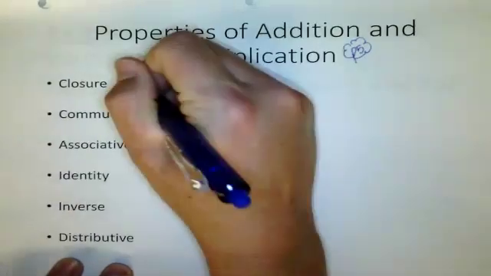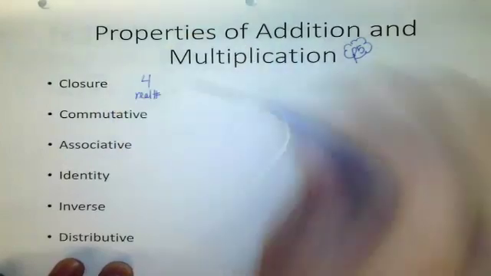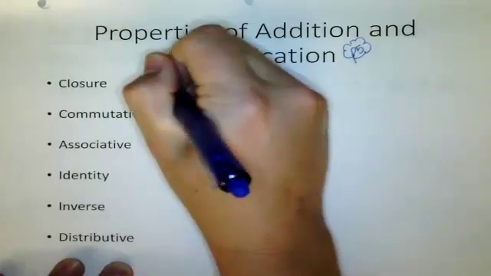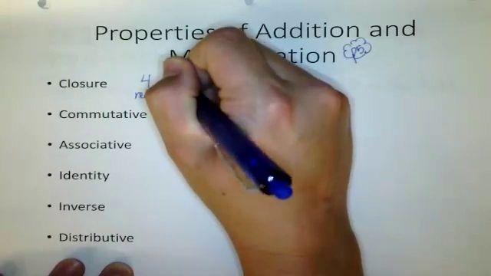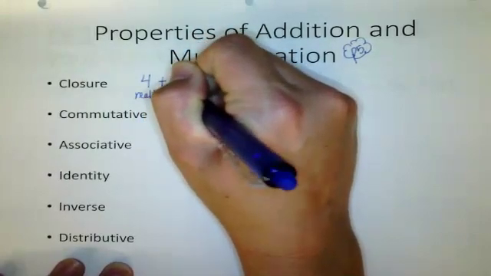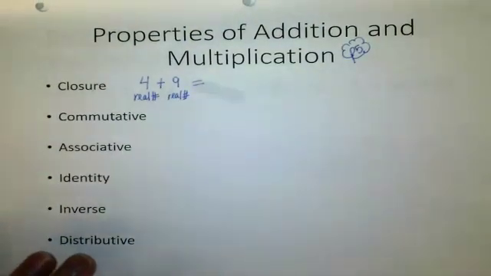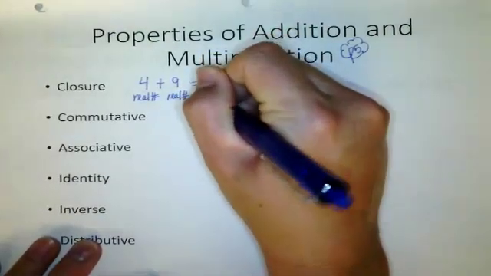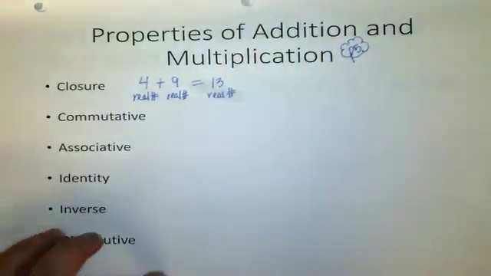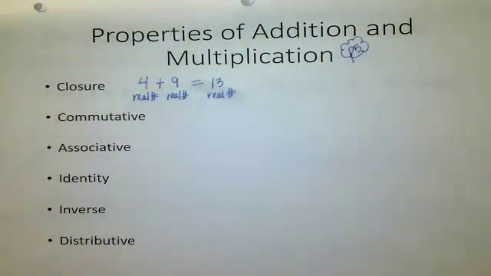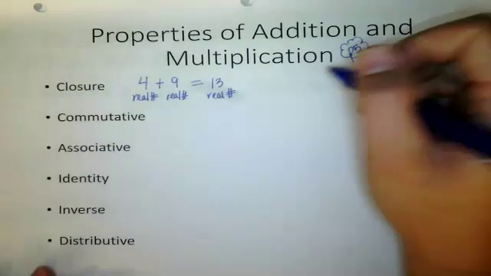The closure property says that if I take any real number I can think of, like the number 4, and I add another real number to it, like the number 9, then the result, which is 13, is also still going to exist in our real number system. It's like, well, duh, of course. If I add a number to another number, it's still going to be an actual number. Okay? Kind of weird. And the same is true if we multiply.